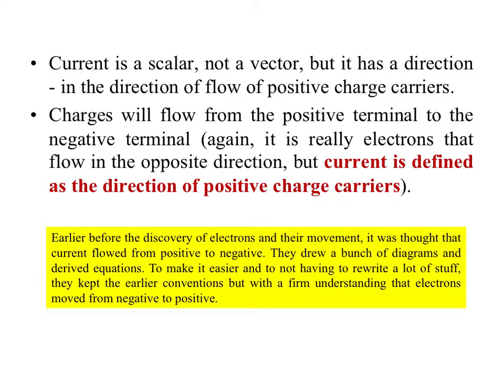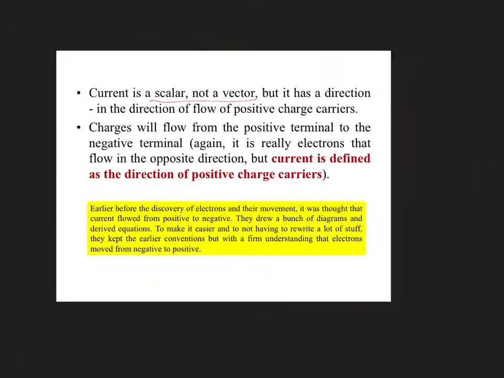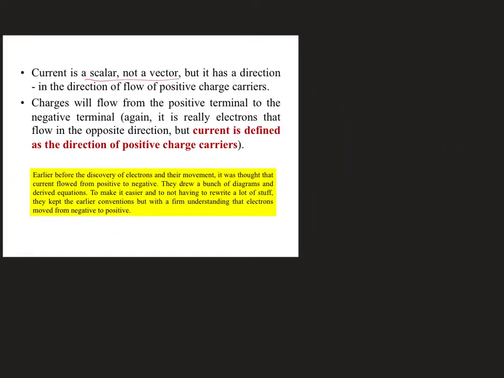The thing you need to understand here is that current is a scalar, not a vector, but the current flows from positive to negative inside the circuit. For example, if you have one closed loop, the direction of current will be from positive to negative. But the direction of the electron will be opposite, which is from negative to positive. So this is the direction of electron.